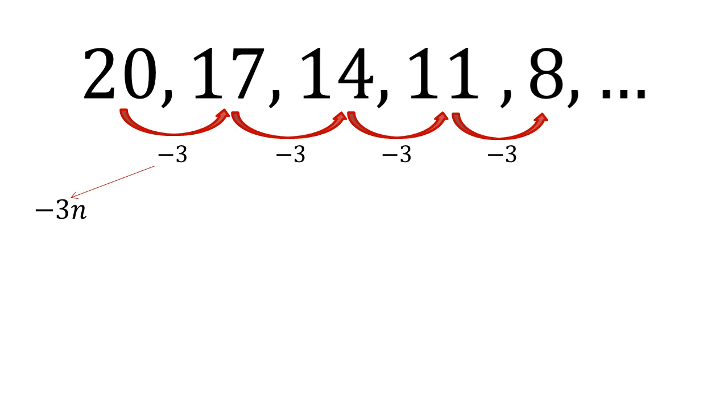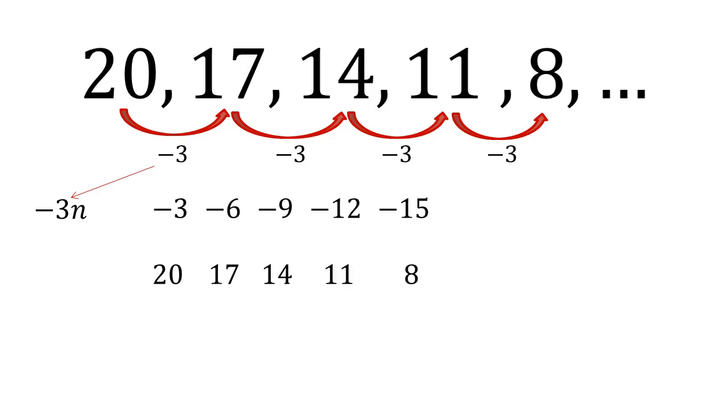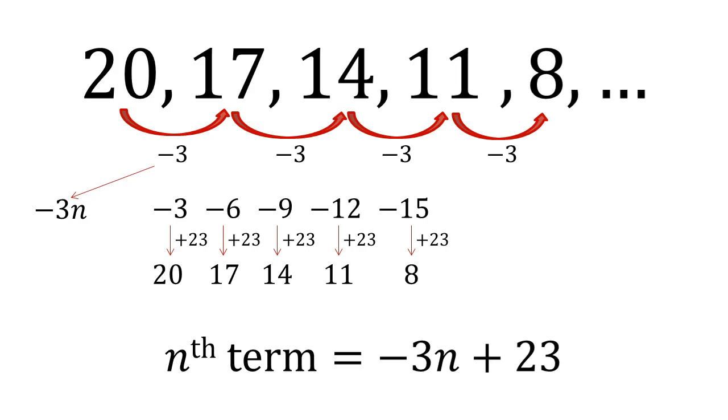Now, if it was just minus 3 times n, our sequence would be minus 3 times 1 is minus 3, minus 3 times 2 is minus 6, and so on. But we want to get to 20, 17, and so on. So let's look at that first term. To get from minus 3 up to 20, we'd need to add 23. It's the same to get from minus 6 to 17, and so on. So our formula for the nth term must be minus 3n plus 23. Or 23 minus 3n if you'd rather write it that way round. Either of them is fine.